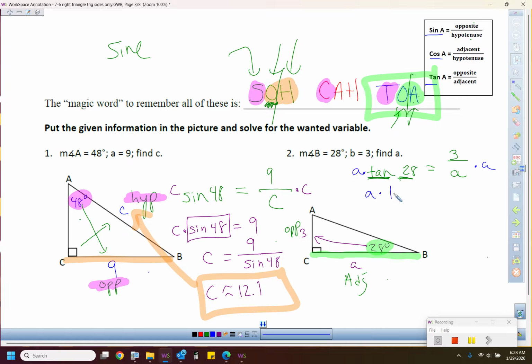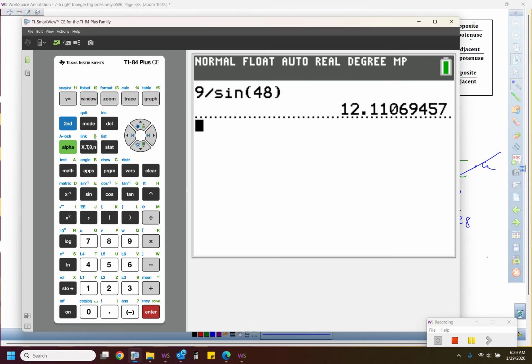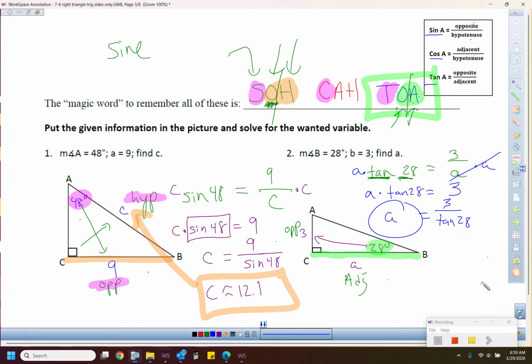So A times the tangent 28 is going to equal 3. You see how those canceled each other out. And then I just got to get rid of this times tangent of 28 by dividing both sides by the tangent of 28. And once I get to that point where I got A all by himself, that's when we go to the calculator and we punch him in. So 3 divided by the tangent of 28, close that parenthesis. And we'll get a nasty little decimal right here. He's about 5.6. So A is about 5.6.